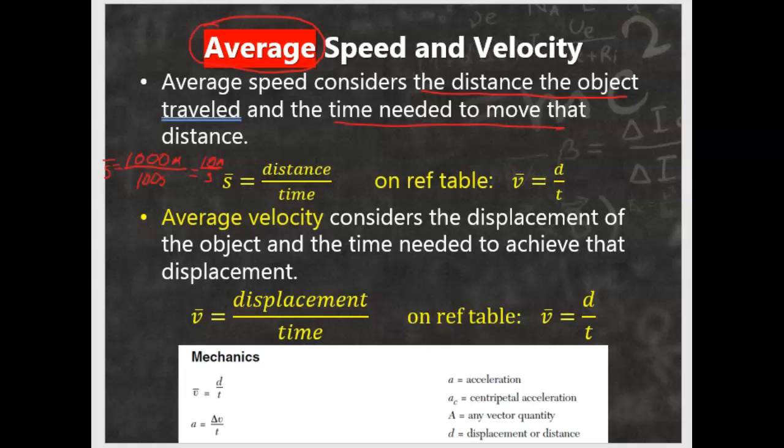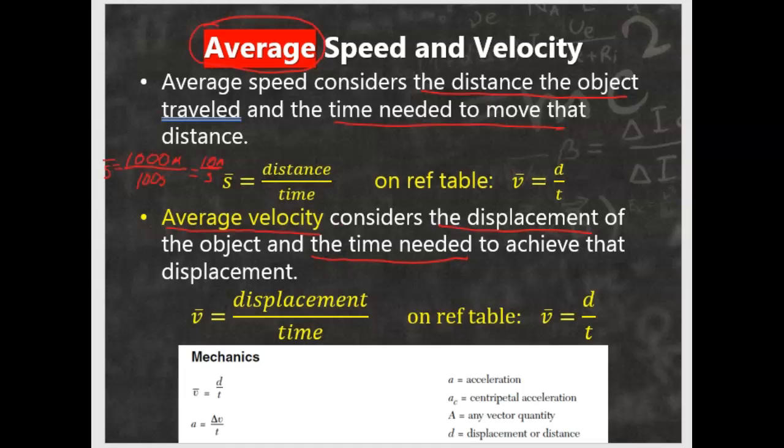Okay. There is a formula in the reference table. Well, actually, let's talk about velocity first, then we'll talk about the formula. So average velocity is pretty similar to speed, except we're not talking about distance, we're talking about displacement over time. So average velocity is the displacement of an object divided by the time it takes to make that movement.